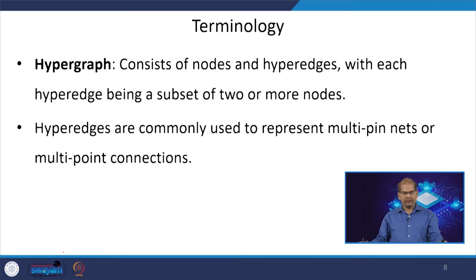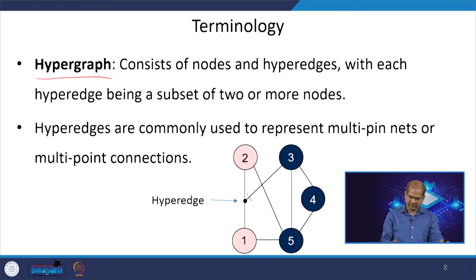Now I will go to another graph which is mostly used in VLSI Physical Design, called a hypergraph. A hypergraph is a different type of graph where it consists of nodes and hyperedges. A hyperedge is a subset of 2 or more nodes. If you can see here, this edge is connected to nodes 1 and 2 as well as to 3. Okay. So, this is called a hyperedge.